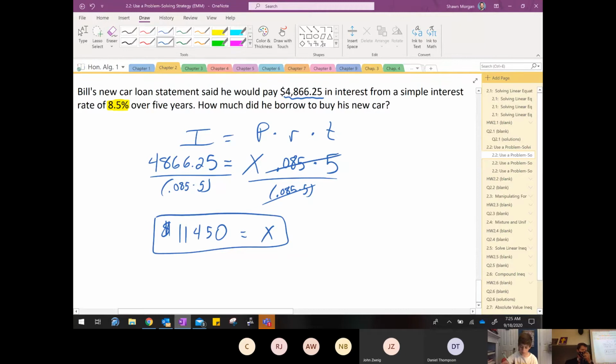principal-wise. So this is a good life lesson, right? This will be the sticker price of the car. Okay, so you're walking around the car lot. Bill is walking around the car lot, and he sees this vehicle, and it's got this sticker on it, and he thinks erroneously, yes, if I have $11,450, I can afford this vehicle, which is totally not the case, right? Because he's going to have to pay $11,450 plus $4,866.25 in taxes or interest or whatever it is.